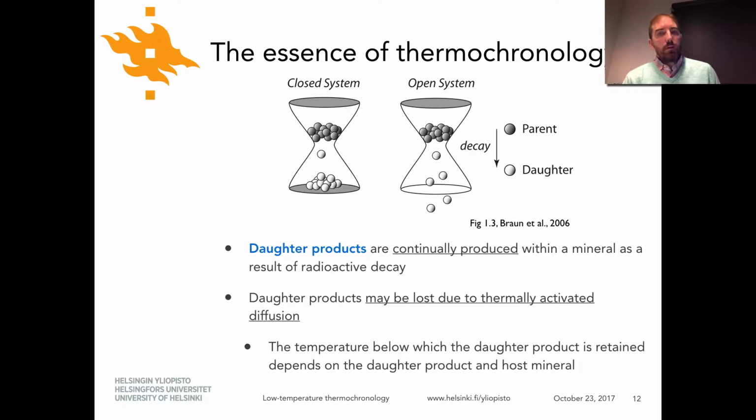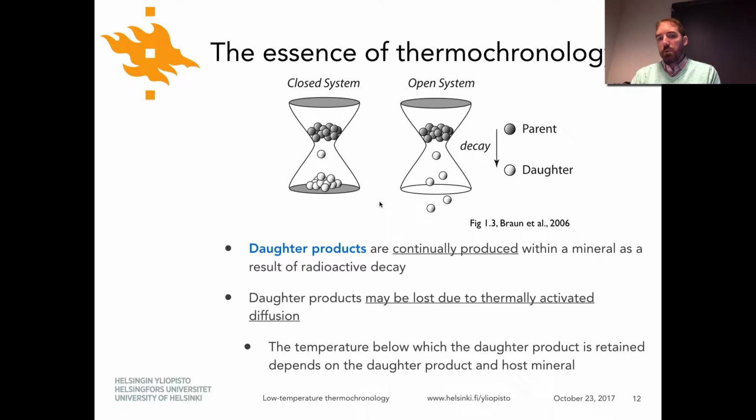So here we have a nice picture, I would say, of the essence of thermochronology, and that is that we have some behavior in which the parent isotope, these gray balls, are converted to a daughter isotope in a closed system. So this little bottom of the hourglass is closed, and so when the daughter isotope is produced, it's trapped within the crystal. And in other cases, the behavior is different, where we have essentially an open system. Daughter isotopes are produced, but then they're lost by diffusion and not contained within the crystal.